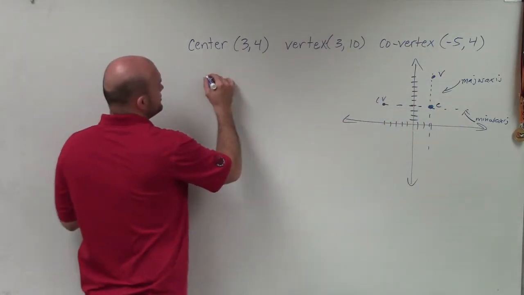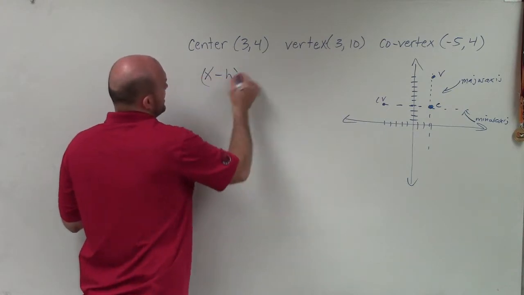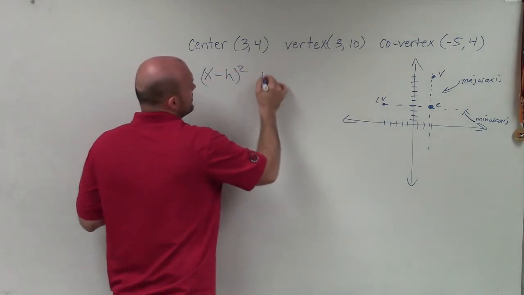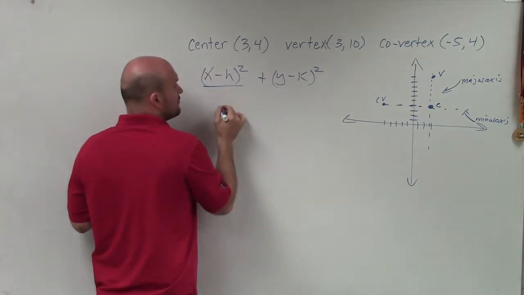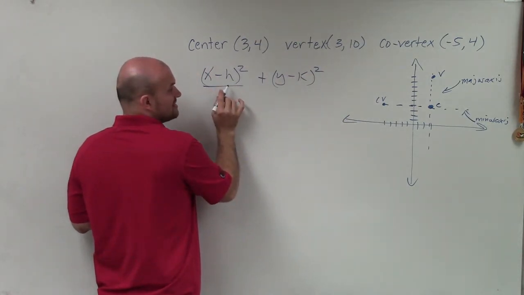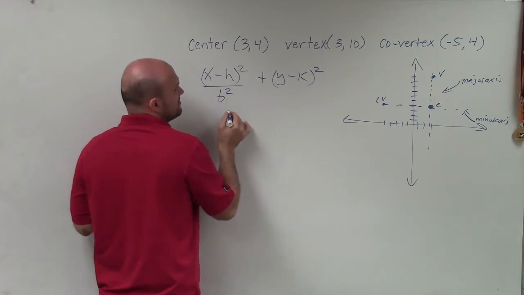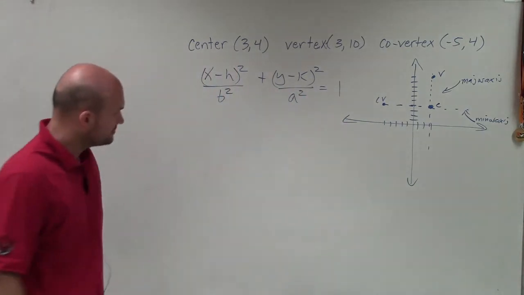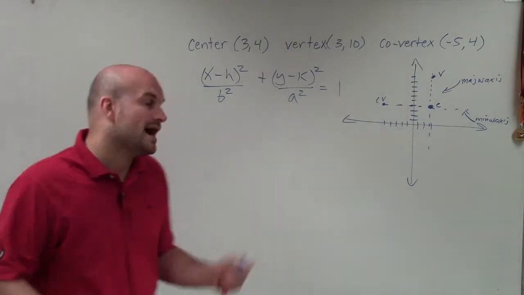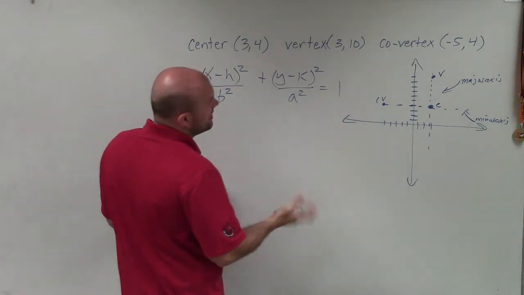So therefore, I'm going to use the equation for a vertical major axis, which would be (x minus h) squared over, plus (y minus k) squared over. Since it's vertical, b squared is going to be under my x, and a squared is going to be under my y. So now what I need to do is simply plug in the information.